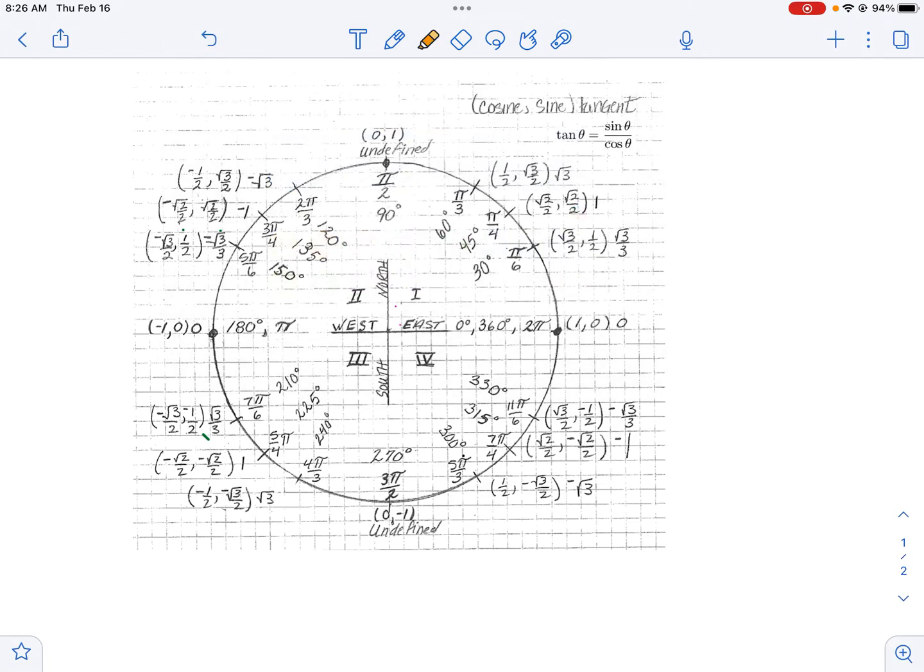First of all, the ordered pairs are in the order of cosine, sine. So the x value of the ordered pair is cosine. The y value of the ordered pair is sine. And then outside the ordered pair, I have written down what the tangents are.